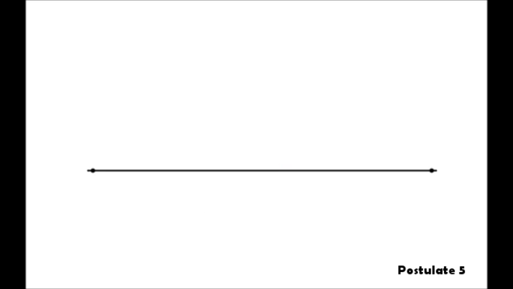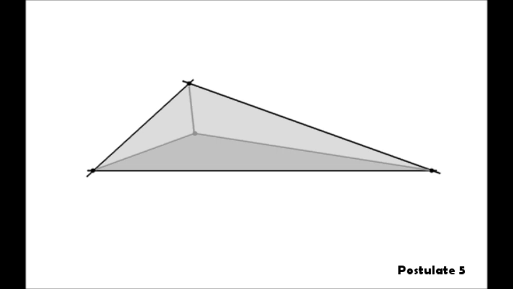Postulate 5 explains that a line is composed of at least 2 points. A plane is a two-dimensional figure with at least 3 points that are not all on the same line. A space is a three-dimensional figure with at least 4 points that are not all on the same plane.